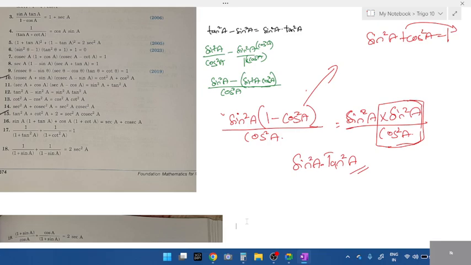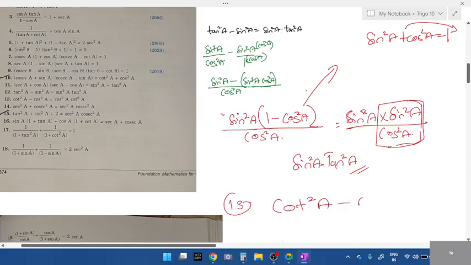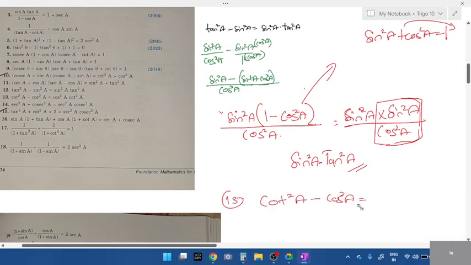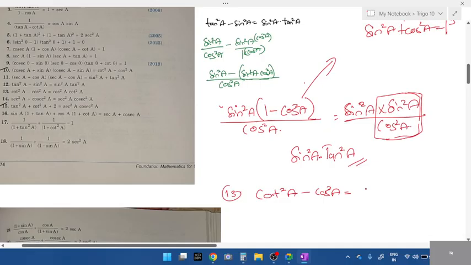This is the 12th one. Try the 13th one. I'll write the question here. 13th question. Same concept. Use the same concept. Cot square A minus, is equal to cos square A into cot square A. Yes, completed. 13th one. Try the 13th.